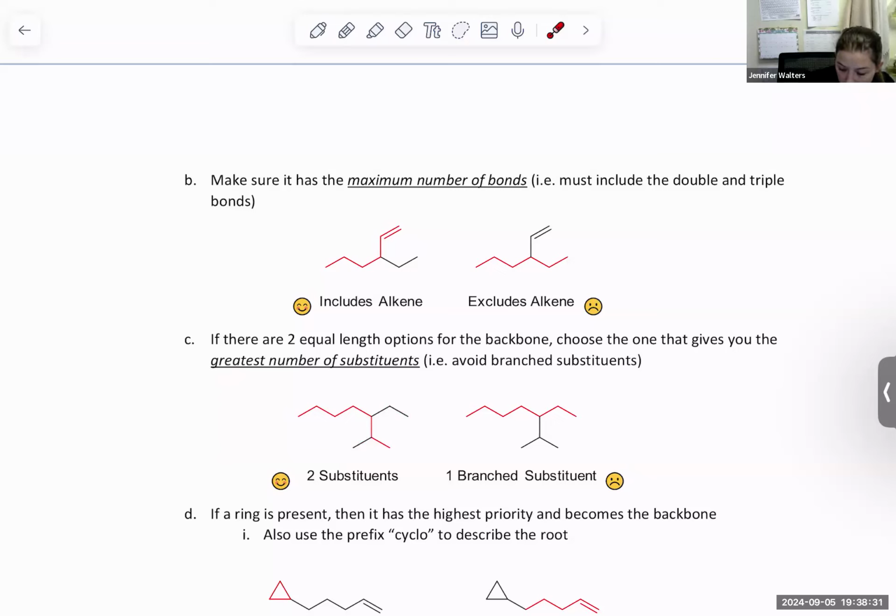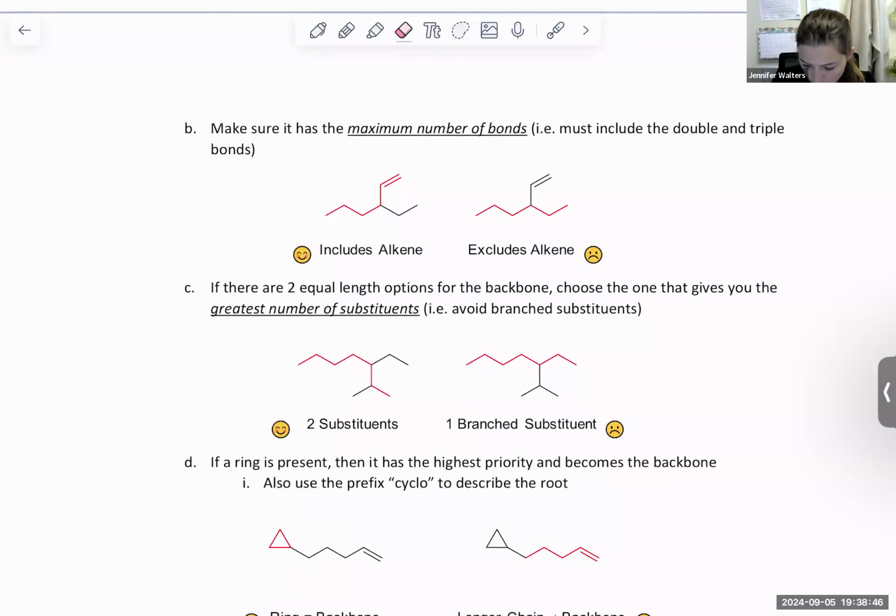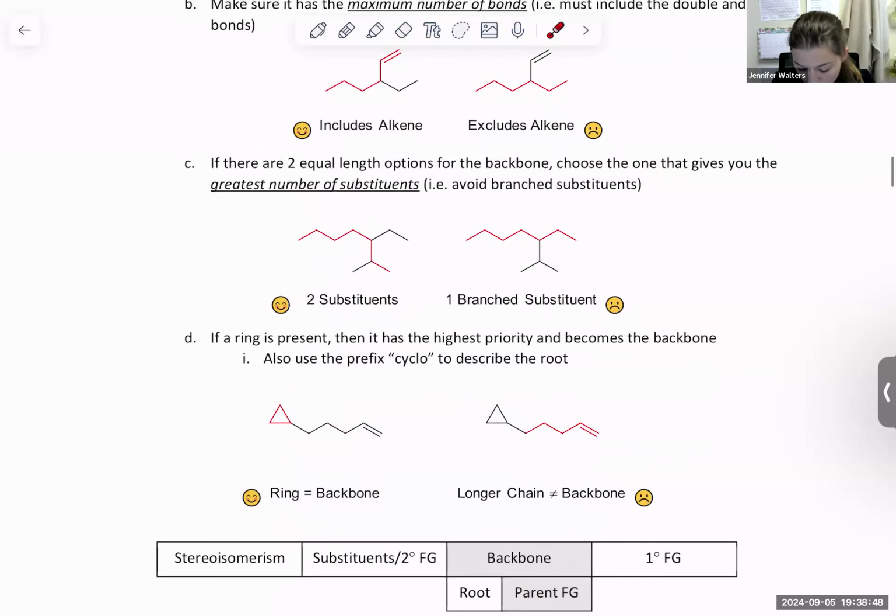A branch substituent is one that, when you come off the backbone, you then can't highlight every carbon. That's an additional branch. That's a branch substituent because it's like a branch of a branch coming off that tree, coming off that trunk, that backbone that is our structure. So you want as many substituents as possible. If there's a ring, that is your backbone.